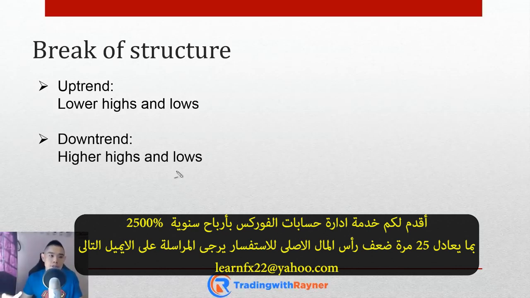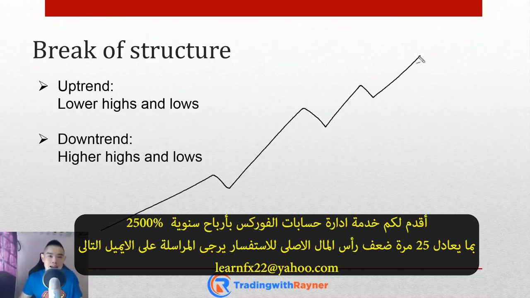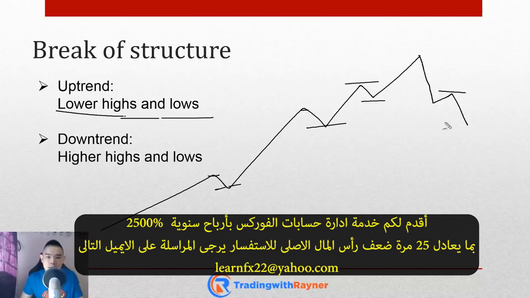A break of structure is quite straightforward. An uptrend consists of a series of higher highs and higher lows. Higher highs, higher lows. So when you get a break of structure, it means that you now have lower highs and lower lows. So in this case, it breaks this. Now you have a lower high and lower low. So this clearly has broken the structure of an uptrend. This is what I mean by a break of structure, where the market structure has invalidated the previous trend.